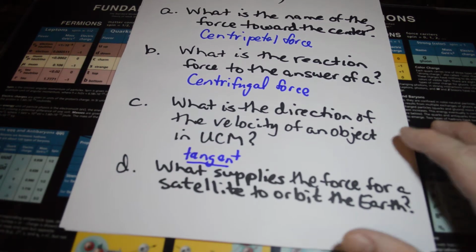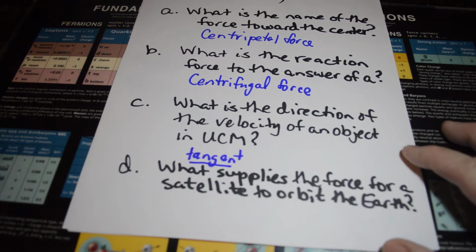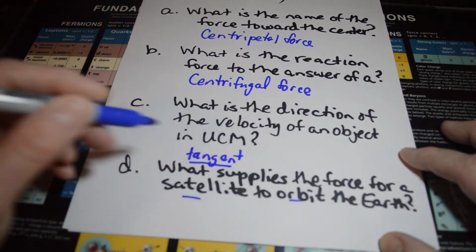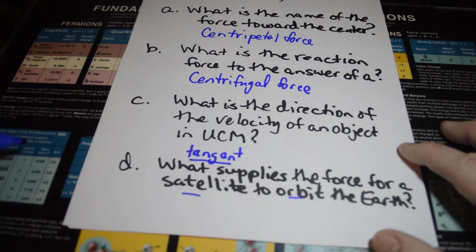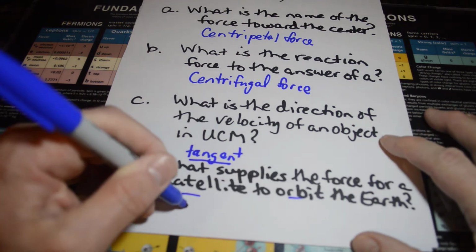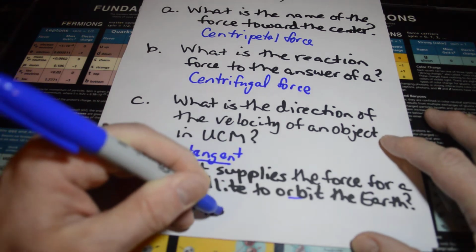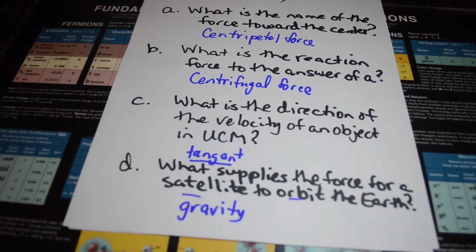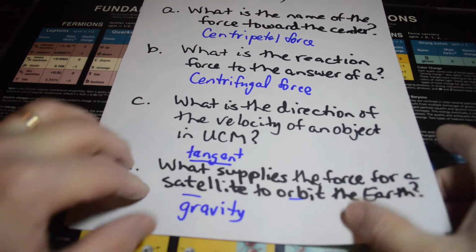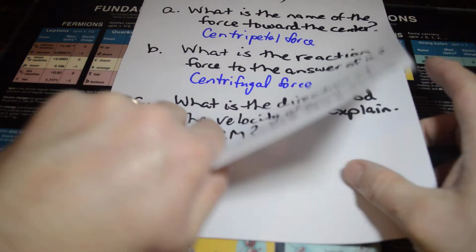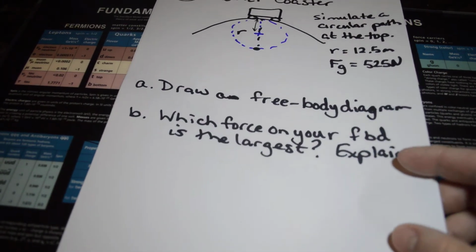And what supplies the centripetal force for a satellite orbiting the Earth? What might do that? Because we said there was always a force that did it. In this case, you would be correct to say that the gravitational force between the Earth and the satellite is what puts it in that orbit. Hopefully those are the answers you had for that. Let's go ahead quickly to the next question.